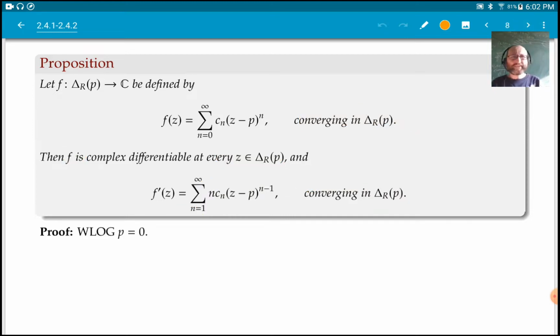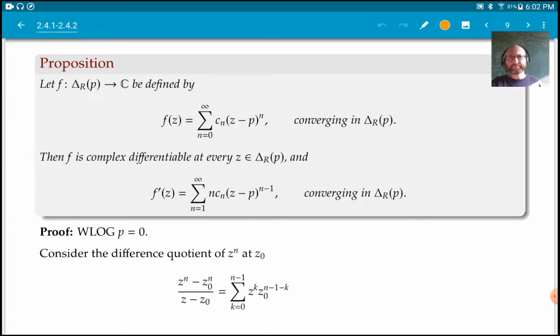Without loss of generality, I'll just take p equal to 0. That's going to make things easier, we just make these guys z. It doesn't really matter, it would just make everything a bit messier. So we're going to differentiate a power series. Let's see how we would differentiate z to the n, one of the terms in the power series. Again, we're taking p equals 0.